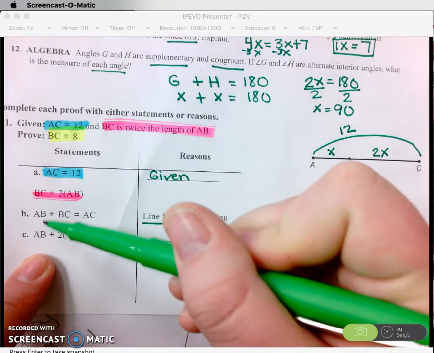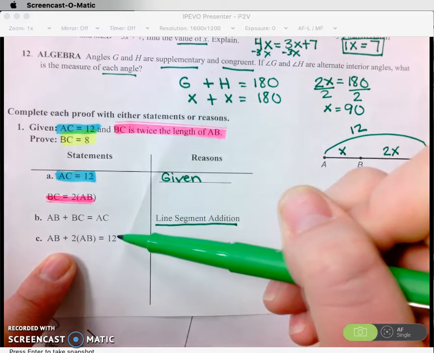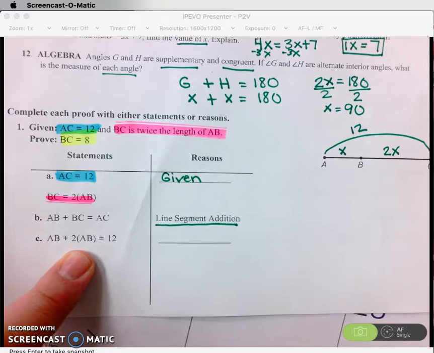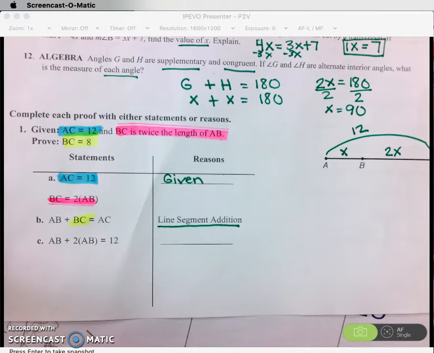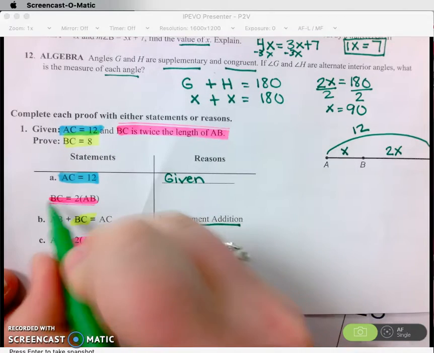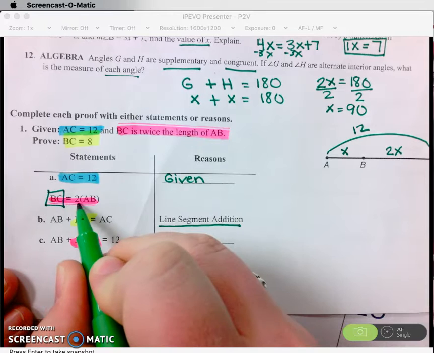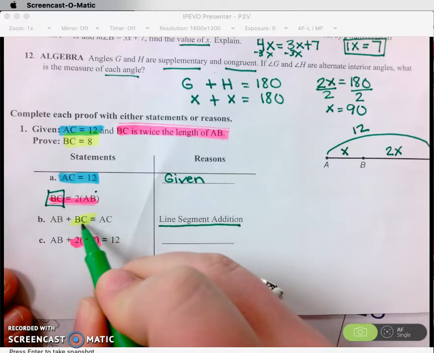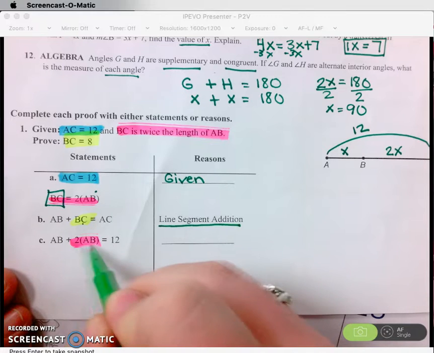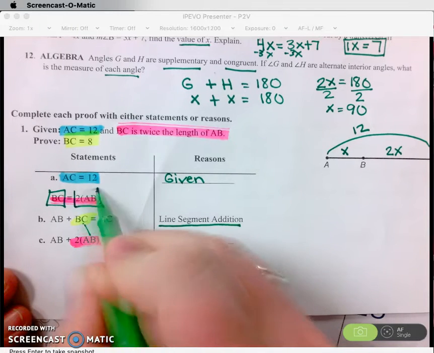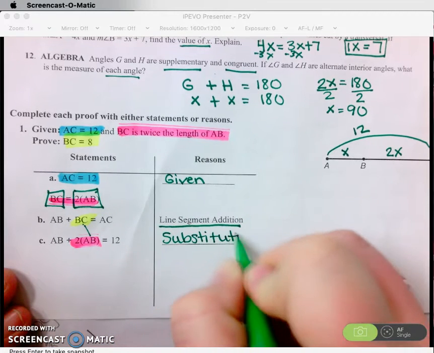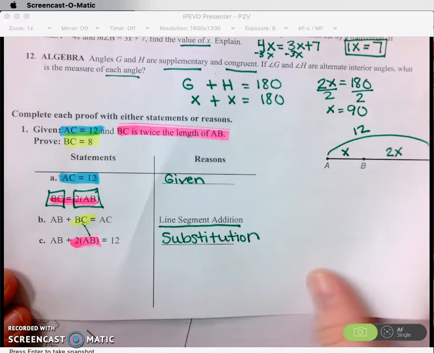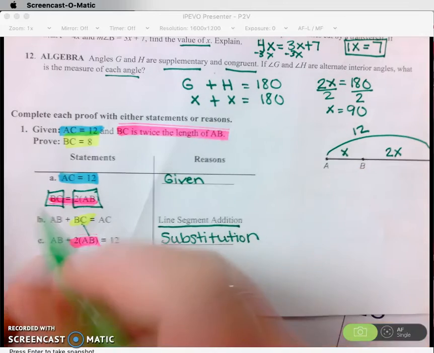How did I change? What happened from this one to this one? Well, if I look, AB is the same, and BC here changes to 2AB here. Well, that's because we substituted right here. BC, we said, is equal to 2AB. So we took and replaced or substituted 2AB in for BC. We changed it, or substituted it. So substitution is our reasoning.